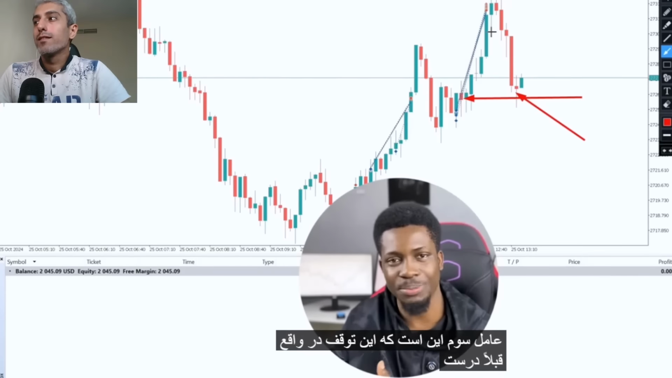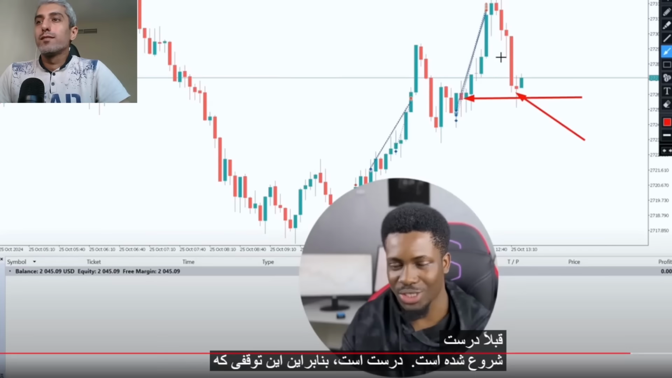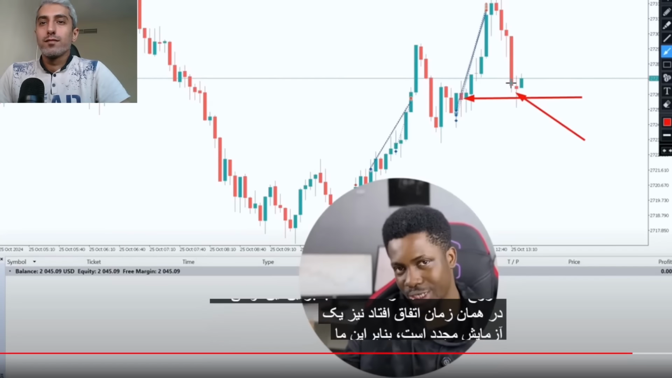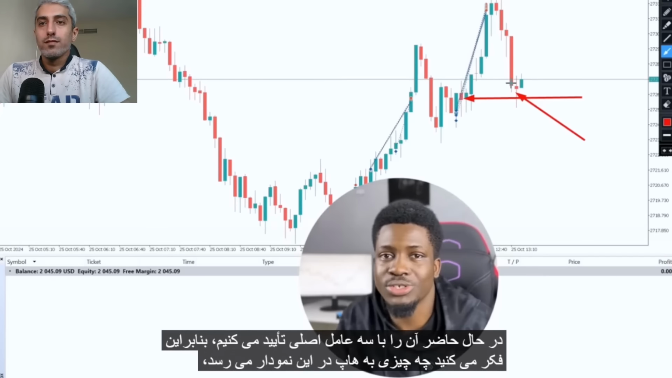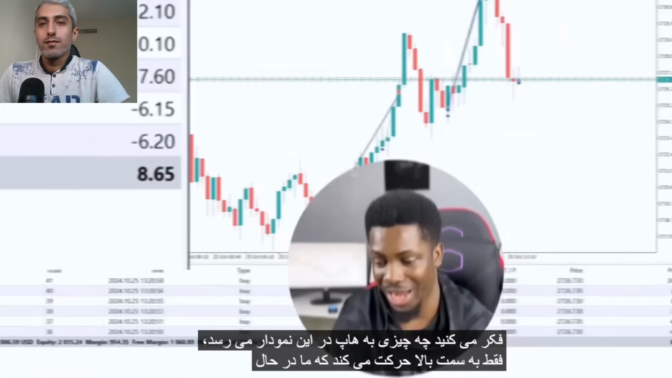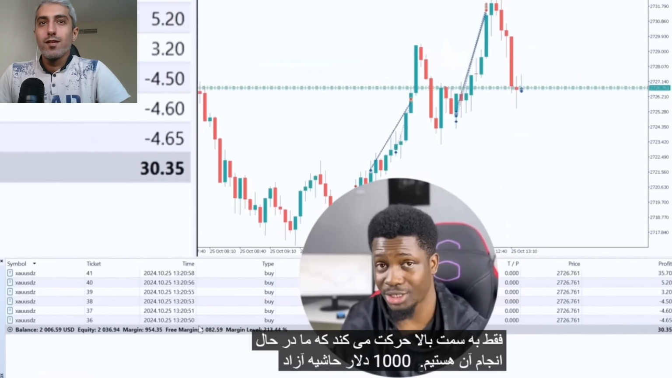It's already broken out, right? So this particular stuff that just happened at the same time is also a retest. So we are confirming it with three major factors already. So what do you think is going to happen in this chart? It's just going to push up, right? We are having over $1,000 of free margin currently as we speak.